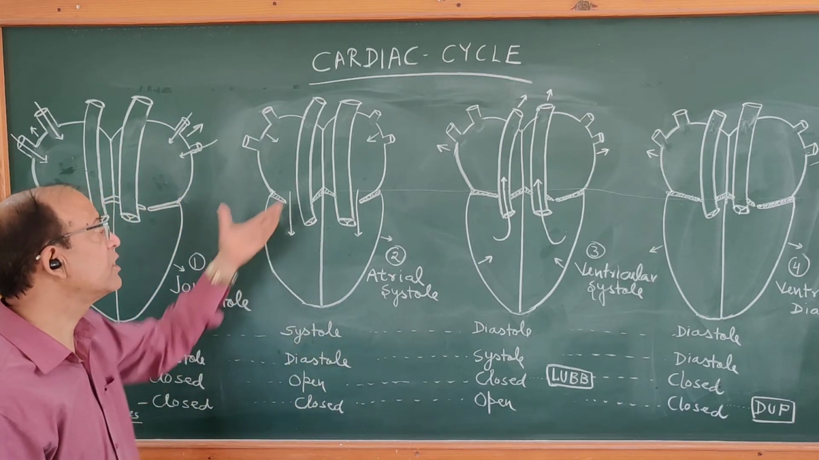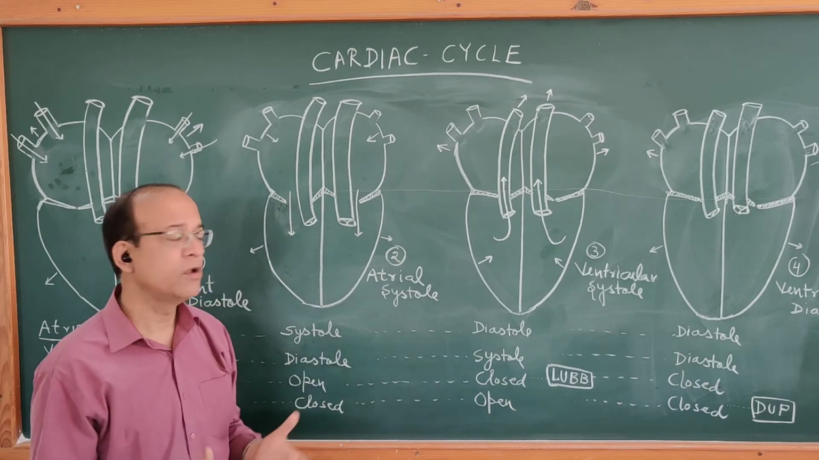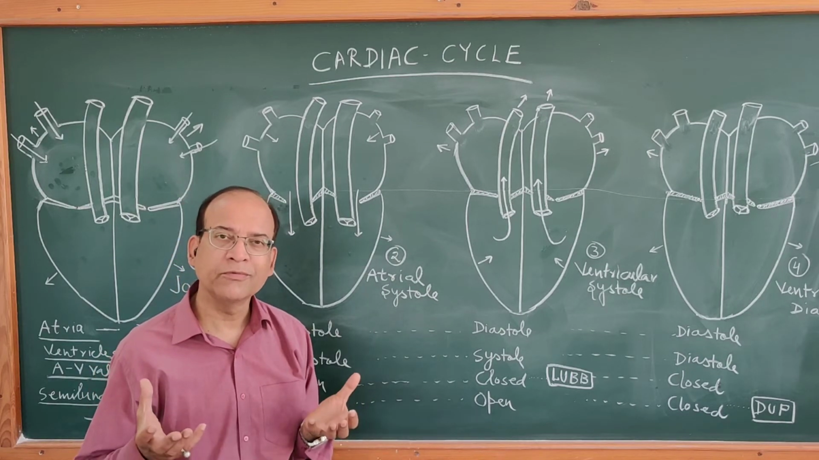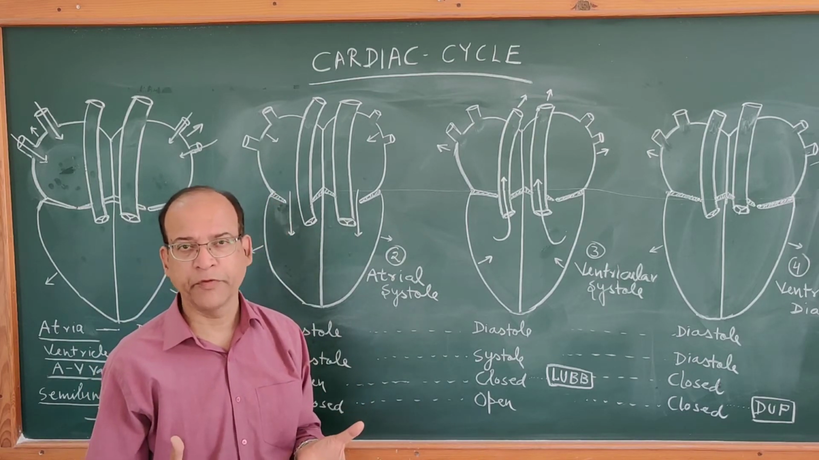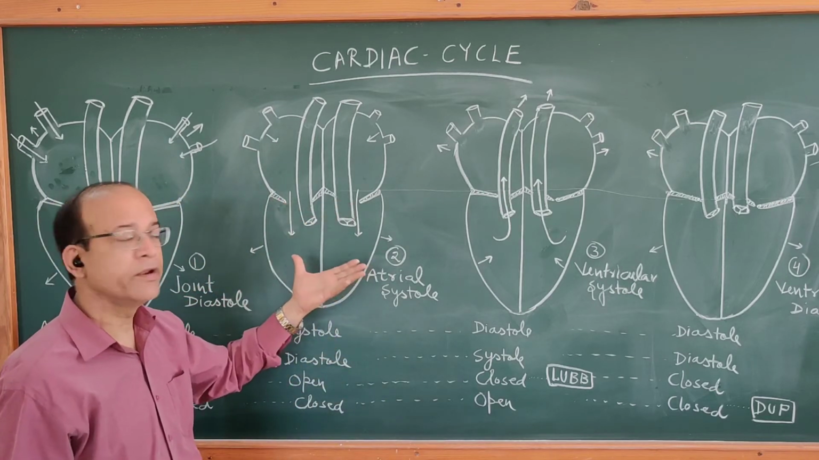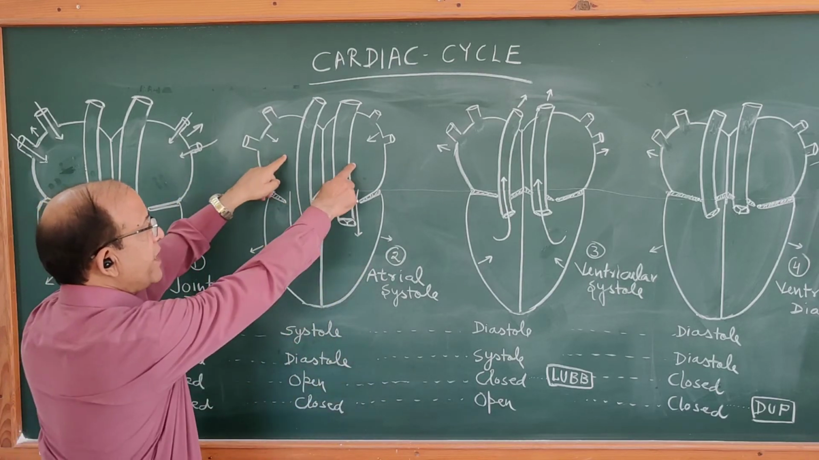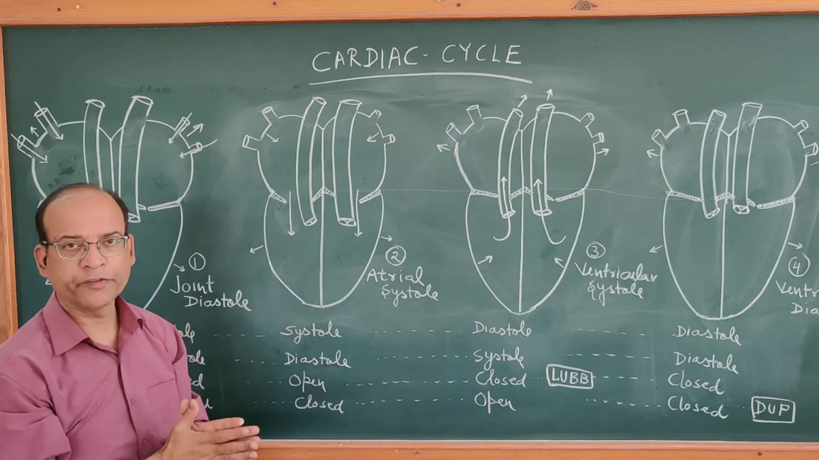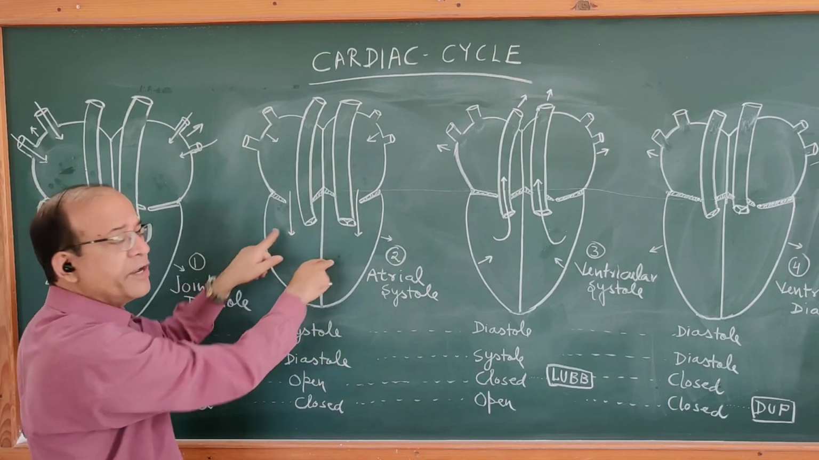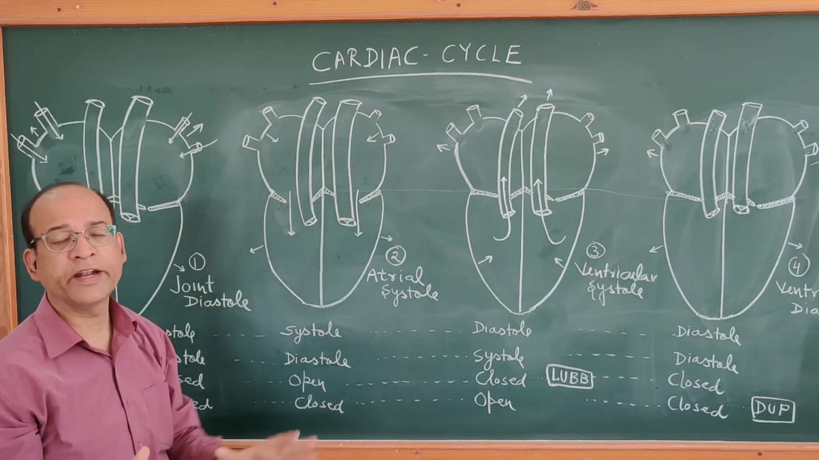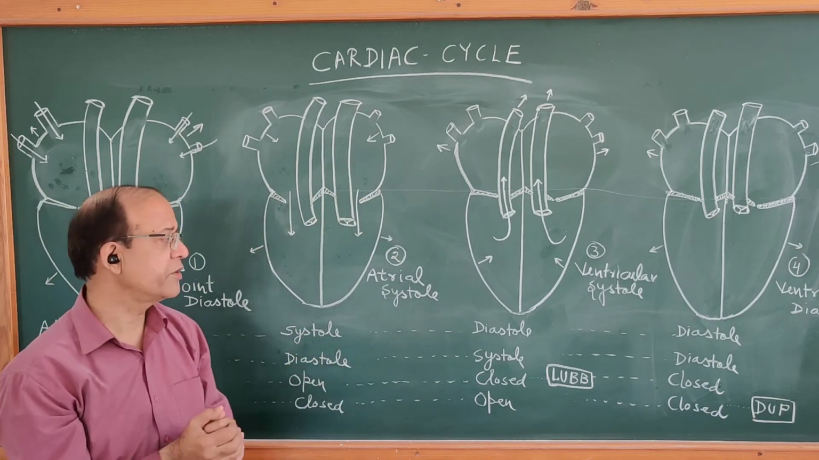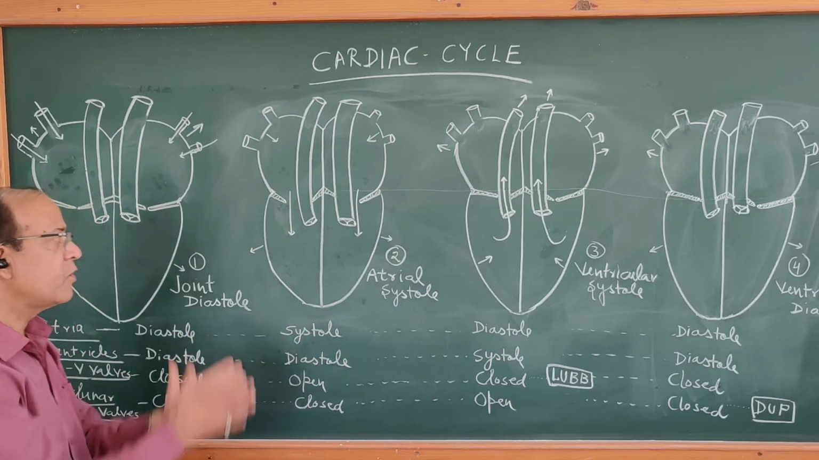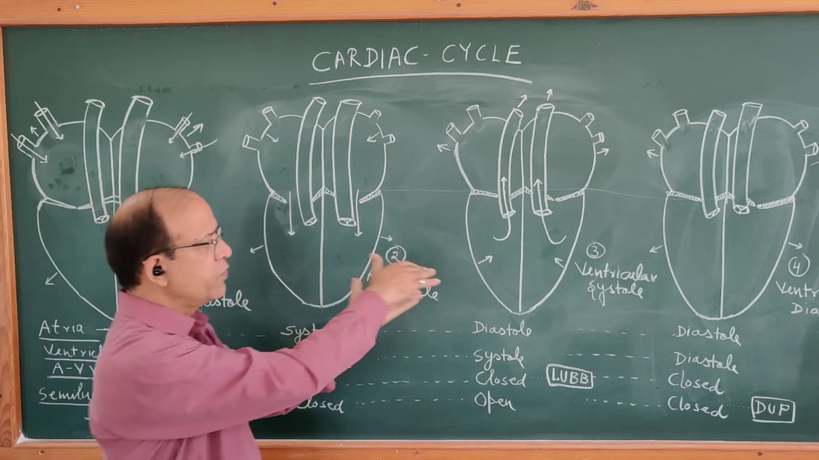Actually, before the contraction, both the atria are filled with blood. So due to the weight of blood, these valves open and about 70% of blood automatically moves from both atria to the ventricles, and the rest of the blood, 30%, is pumped into the ventricles when the atria show their contraction. So the second step is atrial systole. Now this second phase continues in the third.